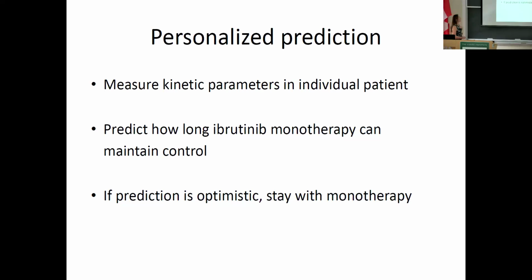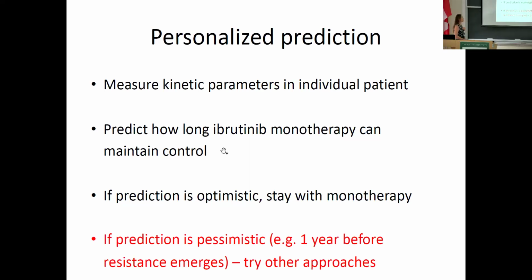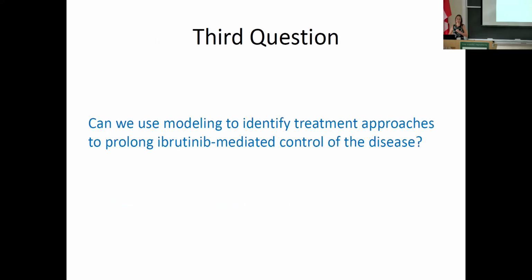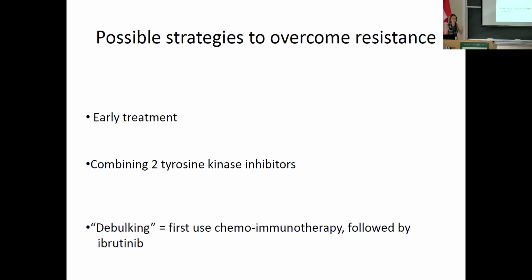So if prediction is optimistic, then nothing else should be done, and you stay with monotherapy. But if it's pessimistic, 1 year or so, one should try other approaches. So what other approaches are there? So that's the last question. We checked different possibilities. So early treatment, combining of 2 treatments, or debulking.